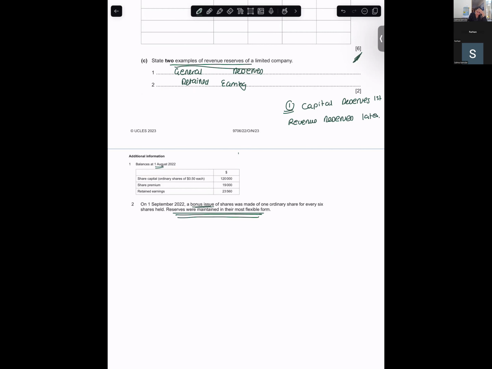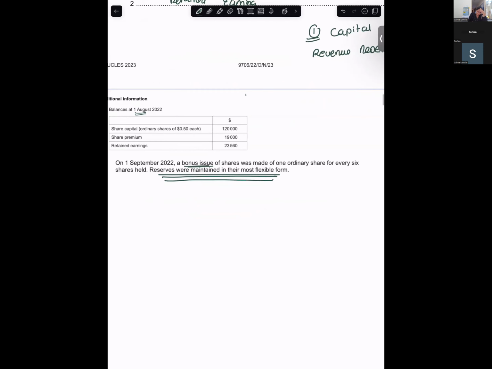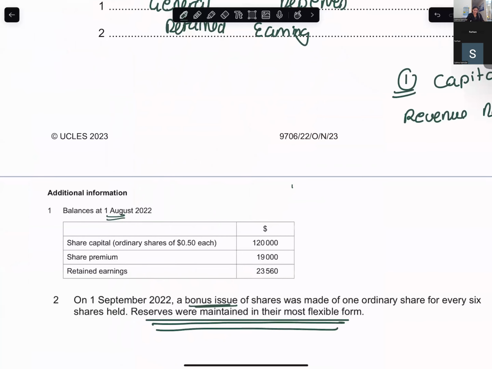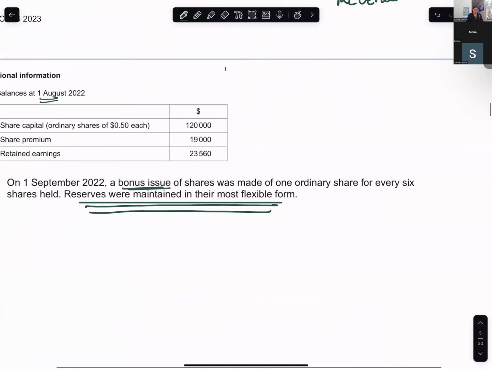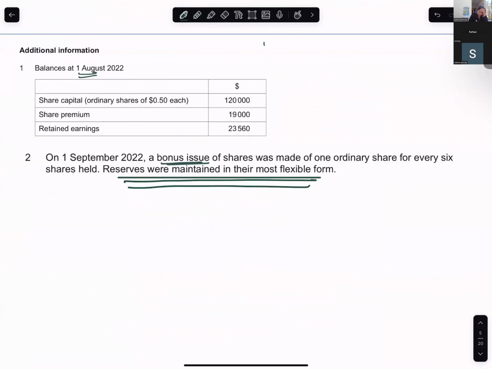Fine. Now see what the bonus issue is. Read. A bonus issue of shares was made one ordinary share for every 6 shares held. So what is the number of shares that is there with you? 120,000 divided by the face value, so 120,000 divided by 0.50. How many shares are held? 240,000 shares are held.